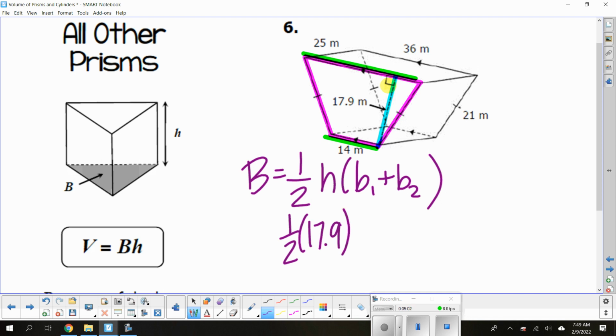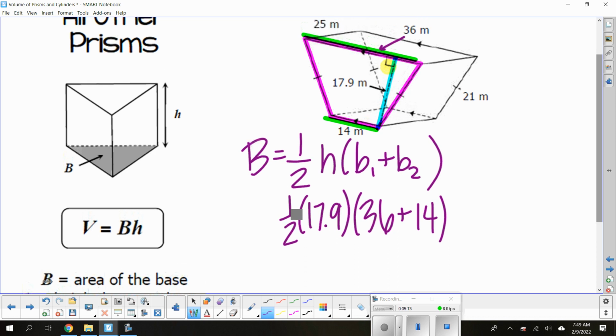Of the trapezoid prism, this 36 would bump up, so one of my bases is 36, the other one is 14. So my area of my base is going to be 447.5.